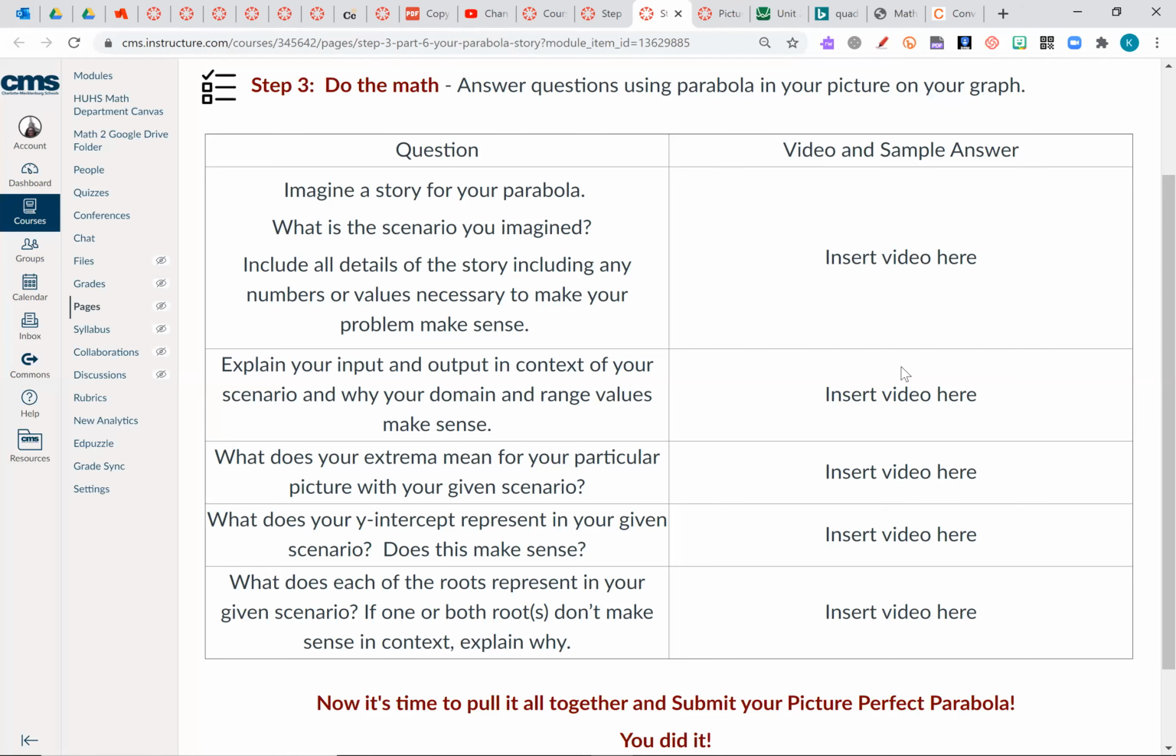Hi everybody, in this video we're going to explain the input and output in the context of your scenario and why your domain and range values make sense.